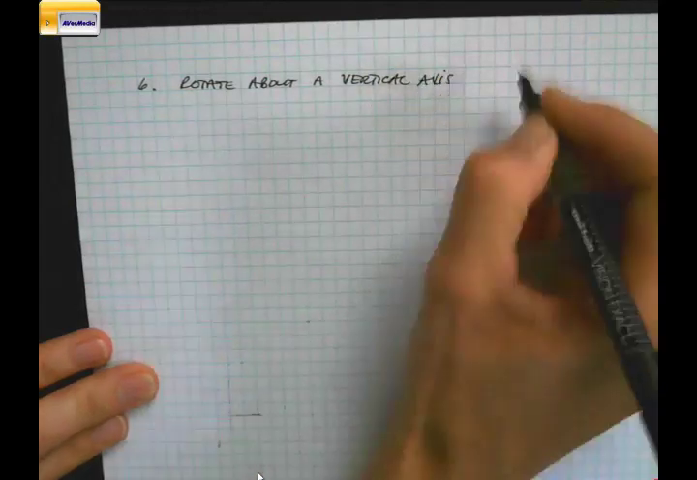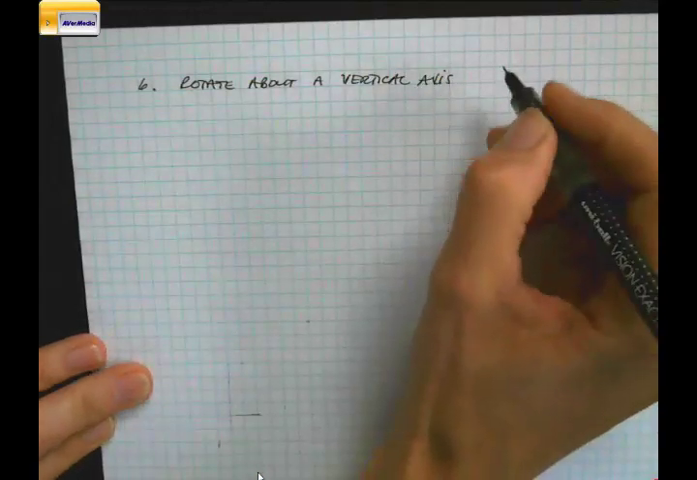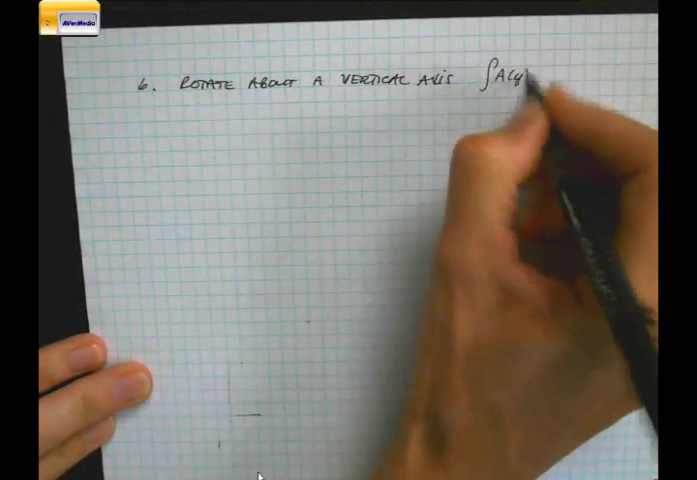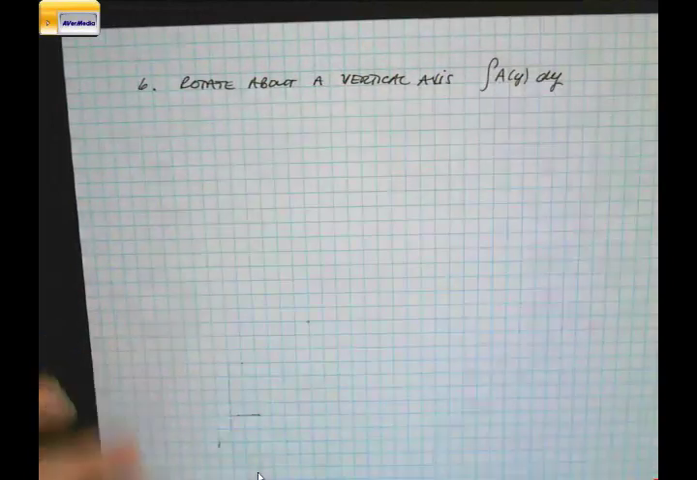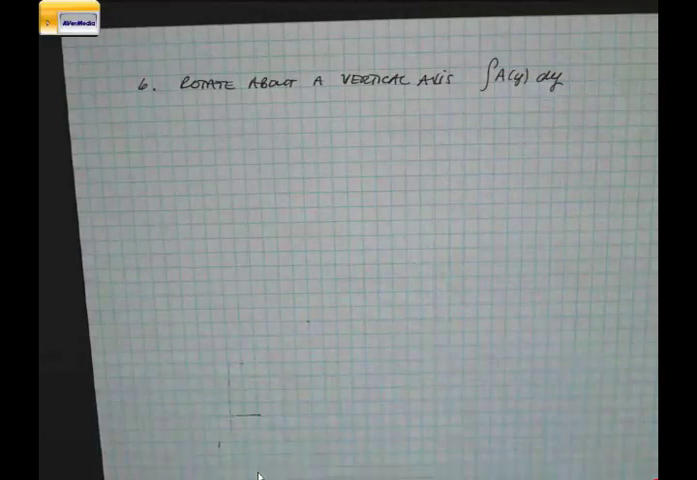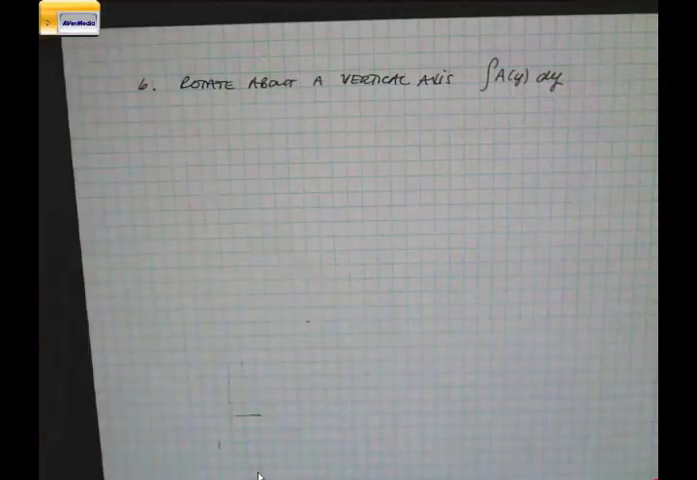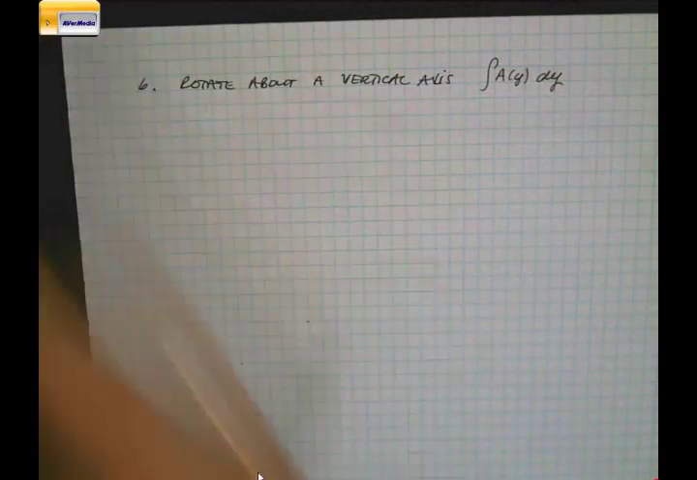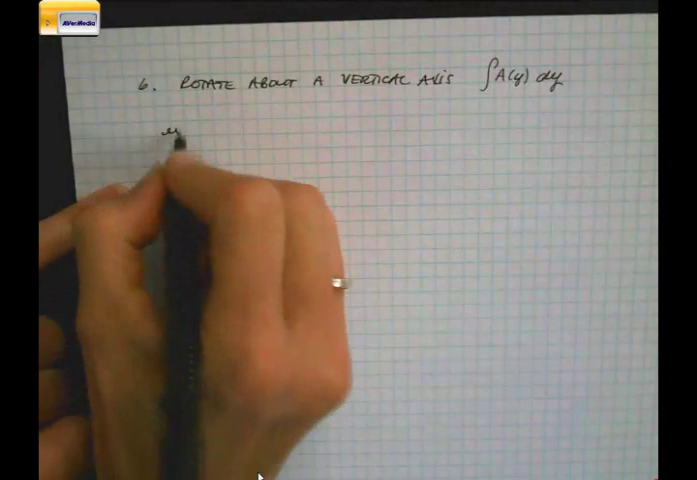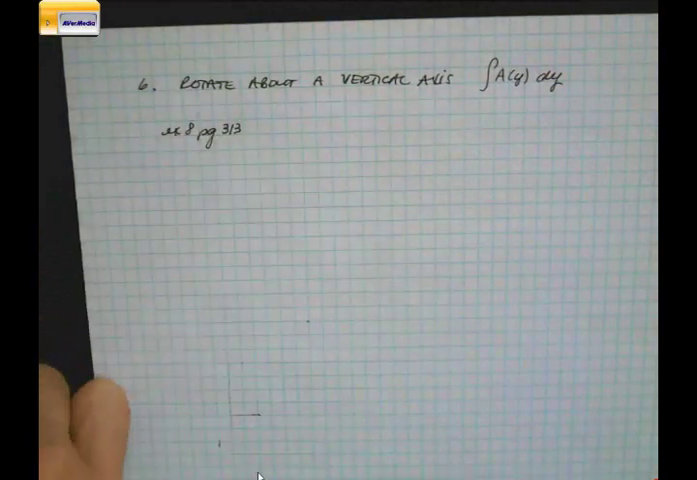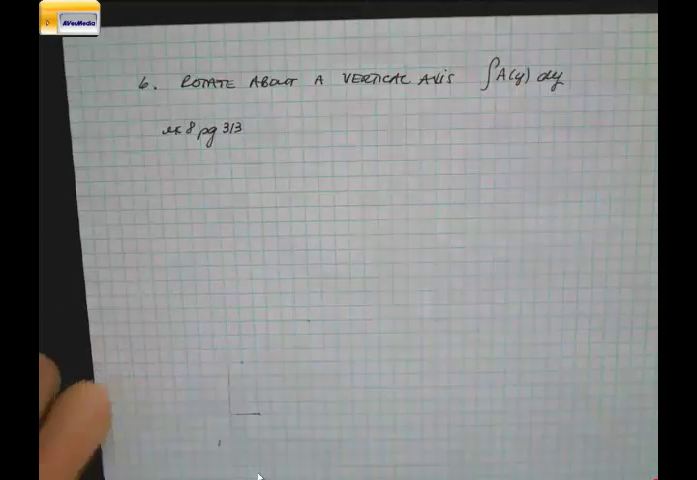Anytime you're rotating about a vertical axis using the disk method, remember you're going to integrate with respect to dy. Okay, you're talking dy. You've got to be certain you make that transition. So we're going to look at example 8 on page 313. And what it says, I'll just write it.